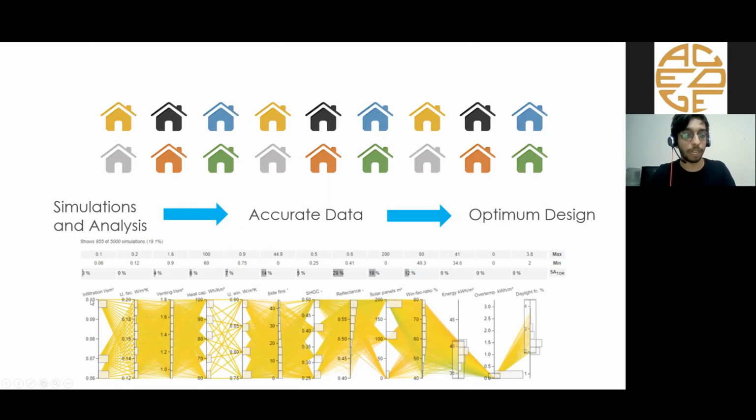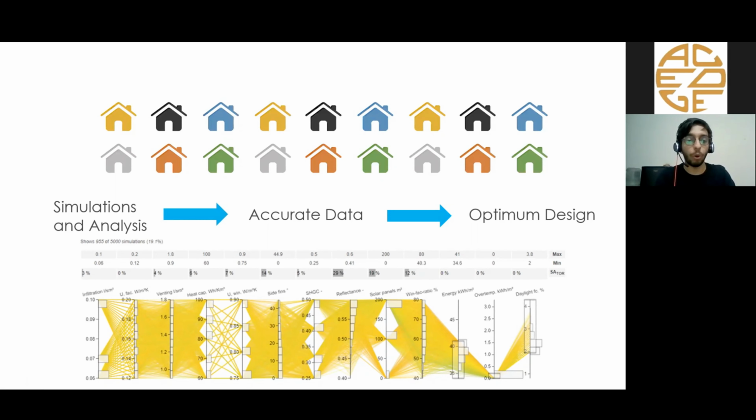So we have different factors like infiltration, U factor of the window, ventilation, heat capacity. Then this one was U factor of the wall. This one was U factor of the window. Then this is side fins. This is SHGC, reflectance, solar panels, then WWR, that is window-wall ratio. And then we get our performance factors here. We have the energy and we have the daylight. Out of this, we can understand which options would be good for us.